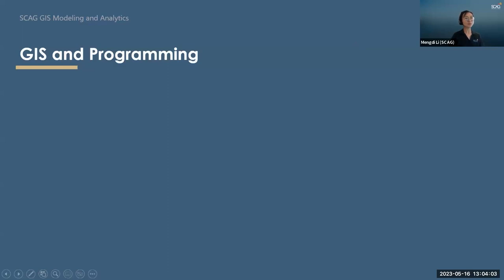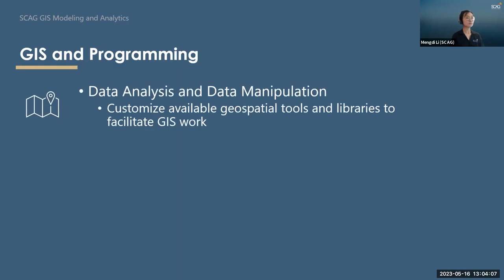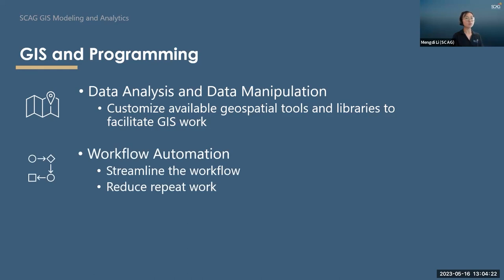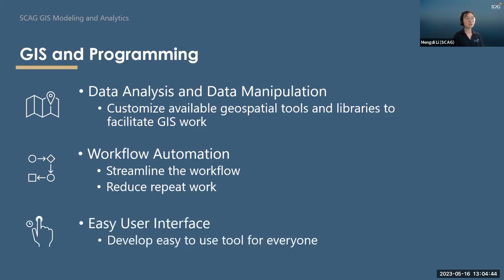So why is programming important in GIS work? First of all, the analytical reason. Most of the time, there's no out-of-box solution, and programming gives a lot of flexibility to customize available geospatial tools to achieve certain goals. And automation is another reason. Nobody likes repetitive work. We'd love to have something as simple as a for loop do the repeat work for us, or something that can assemble the available tools together to produce the result using a consistent methodology every time we need it. And lastly, we want to create tools with an easy user interface that can be used by everyone, not only GIS experts.